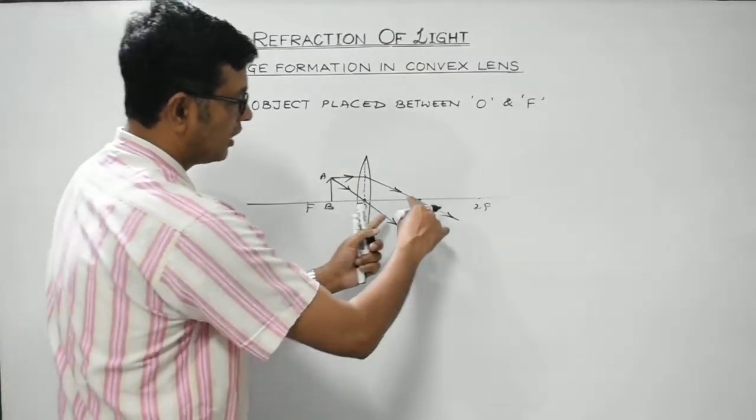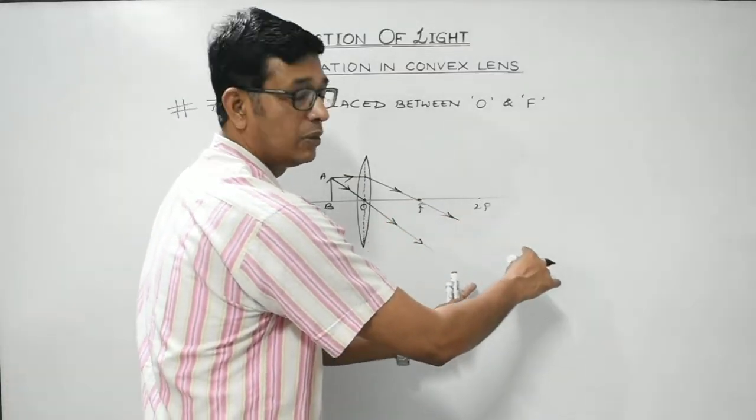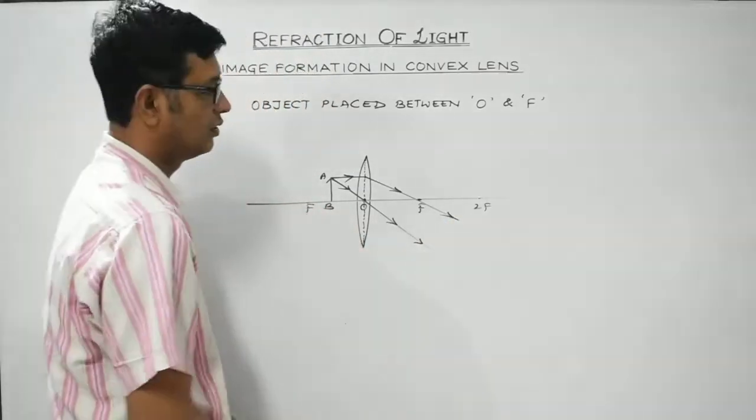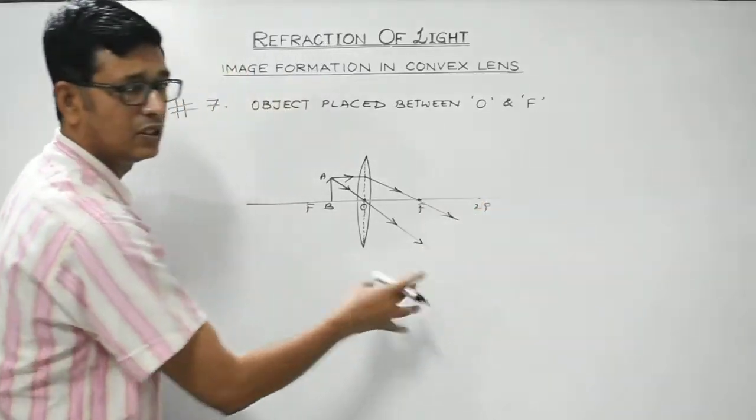Now look, if we extend these two lines, they will never be able to meet each other. And actually, the gap between them keeps on increasing. So, on extending it further, they will never be able to meet.